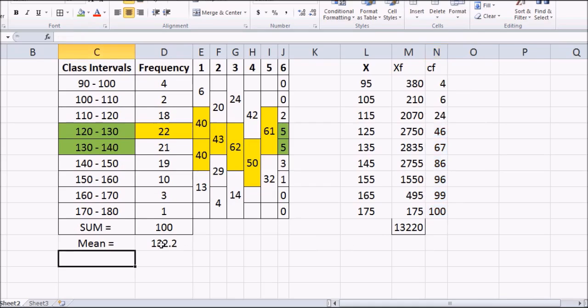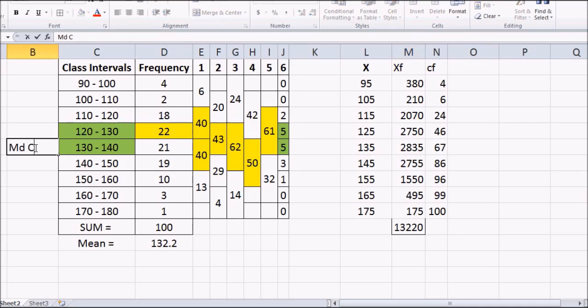Next, since it is 100, we need two values. One is n by 2, of course n by 2 is 50, and n by 2 plus 1, which is 51. So I need the 50th and 51st data. The 50th data happens to be here, this one, so 130 to 140. So this is my median class.